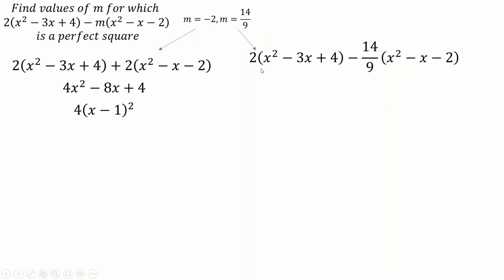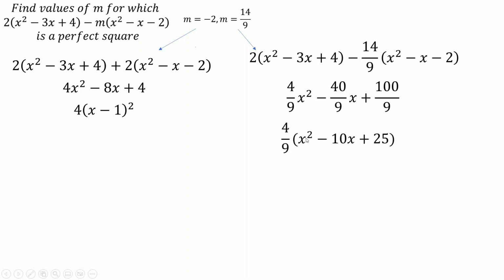This is 18 over 9x squared minus 14 over 9x squared, which makes 4 over 9x squared. Then you've got minus 6 plus 14 over 9 for our x's. Minus 6 is minus 54 over 9, plus 14 is minus 40 over 9. And then the 8, you can do the fractions if you want to, you get this. Factorize out 4/9, and you get this, and then this, of course, factorizes to x minus 5 all squared.